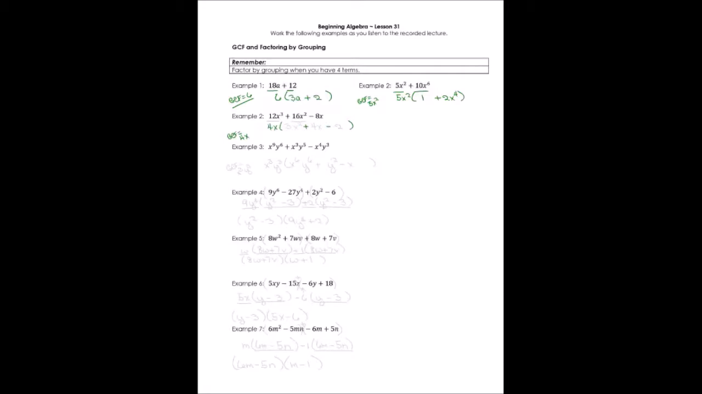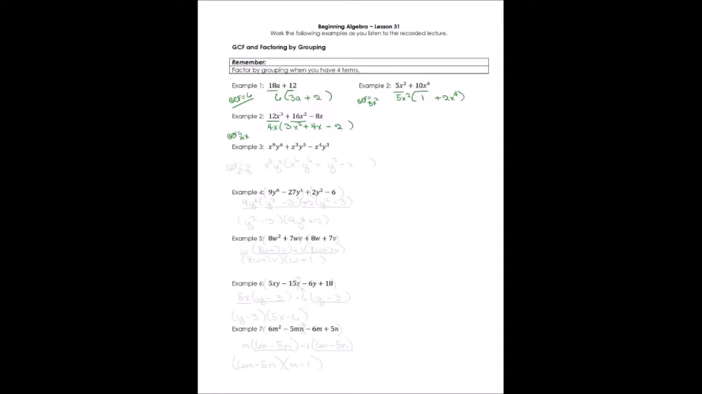So 4x times what to give me 12x cubed? It would be times 3x squared. 4x times what is going to give me 16x squared? Well, it would be 4x. And 4x times what is going to give me 8x? Negative 8x. So it would be times a negative 2.